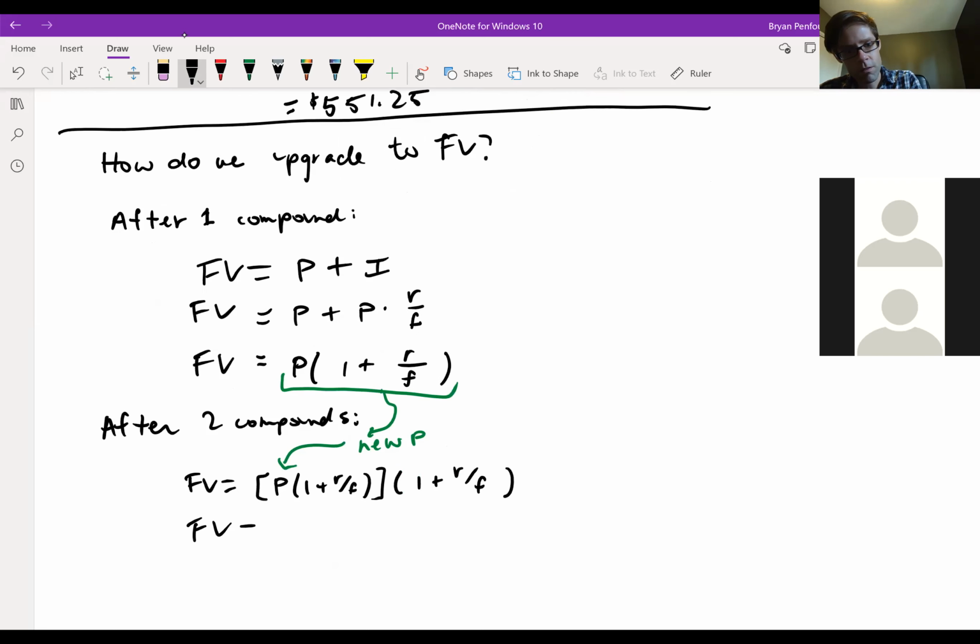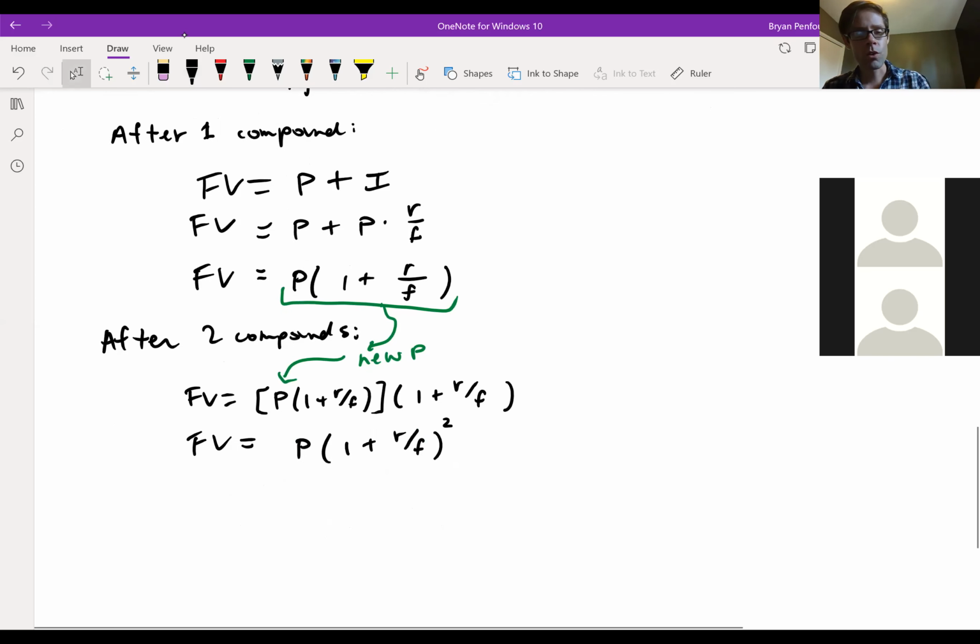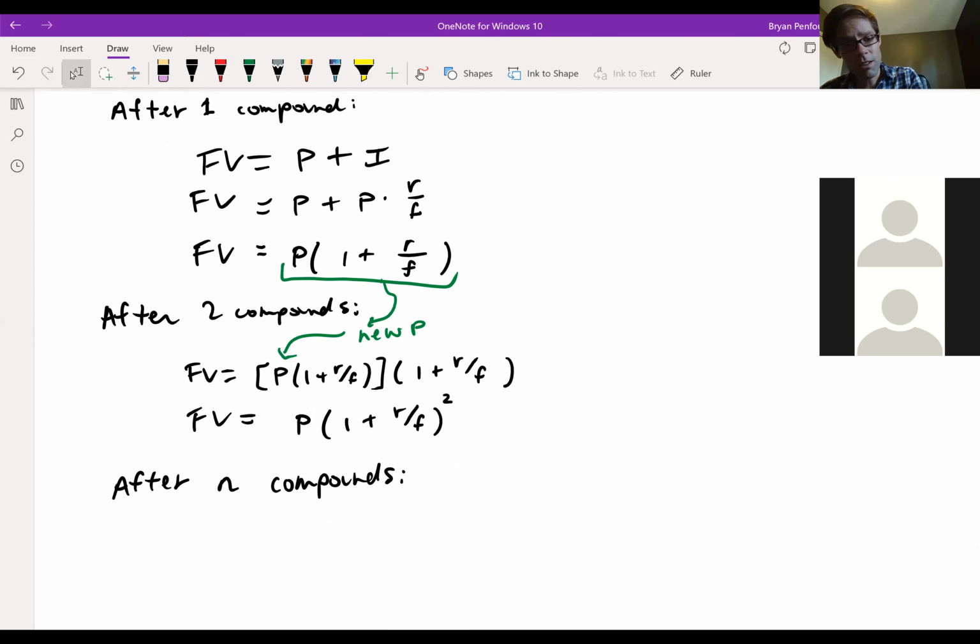And simplifying that by using exponent rules gives us the following. We can combine those two brackets together since they're the same thing, and we get the principal amount times 1 plus R over F, squared. And essentially, we can just keep doing this to find my future value after any number of compounding periods. So the general rule is after n compounding periods, we would get a future value that looks something like this.